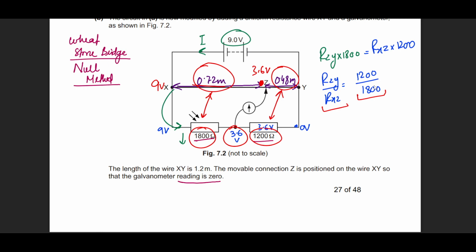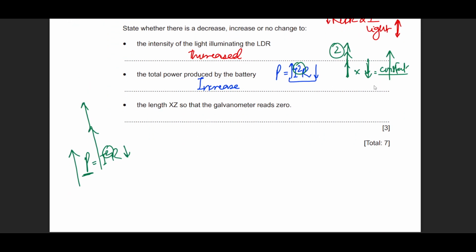So even if you were to find out the overall resistance with 1 over R plus 1 over R, because this branch and this branch are in parallel, one branch loses resistance because the LDR is probably at 1000 ohms right now. The whole resistance of the circuit falls down and the current will increase from the battery. Okay, all right. The length xz, so the galvanometer reads 0.